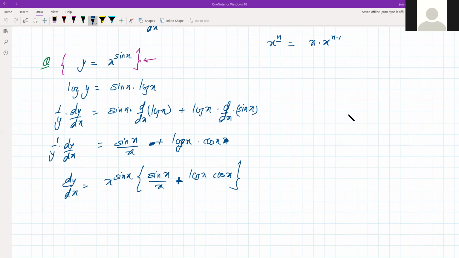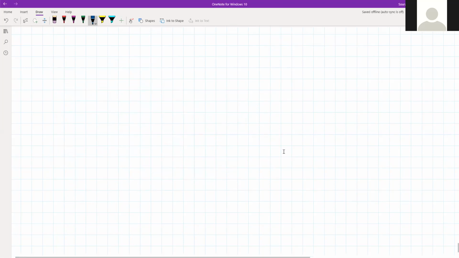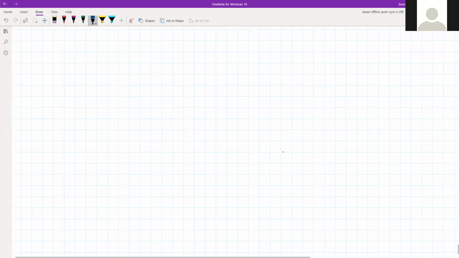I mean, we took log on both the sides, and then we have the same expression or function in this form. Same thing we are going to do, or we are going to see a similar problem, not complex but lengthier than this.